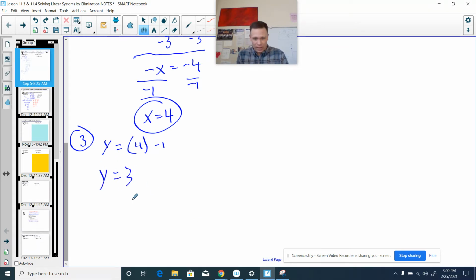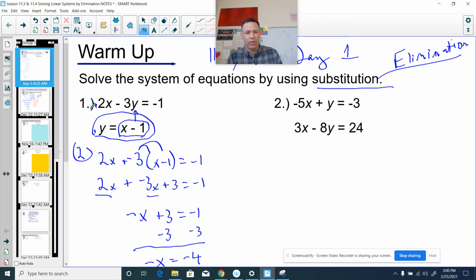And I'm not done yet. I still have to write an ordered pair, which would be 4, 3. And don't lose sight of the fact that this answer represents the point where these two lines would intersect on the graph if we were to graph them. It's the answer to a system of equations.